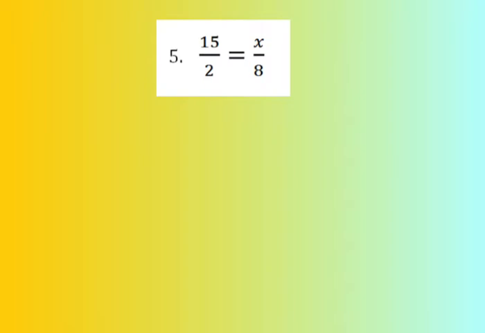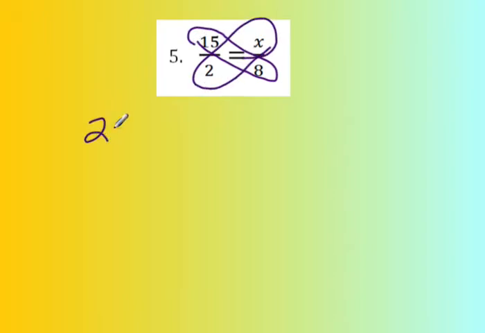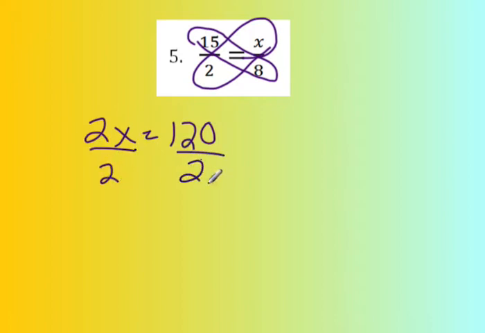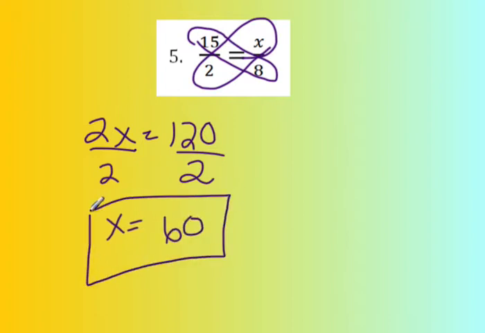So we have two fractions that are set equal to each other. So I'm going to take 8 times 15 and 2 times x. So 2 times x is going to give me 2x. 8 times 15 is going to give me 120. Since that 2 is being multiplied by the x, I'm going to go ahead and divide both sides by 2. Now notice when I cross multiplied, I set them equal to each other. And now I'm just solving. So then 120 divided by 2 is 60. So then you get that x is equal to 60.